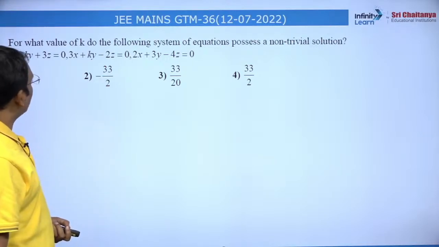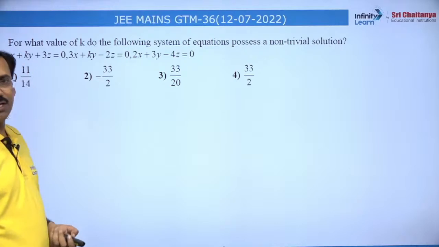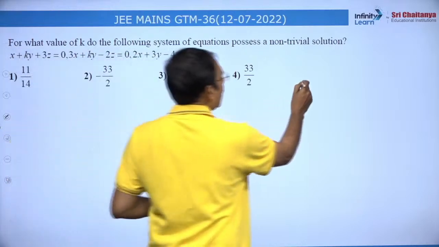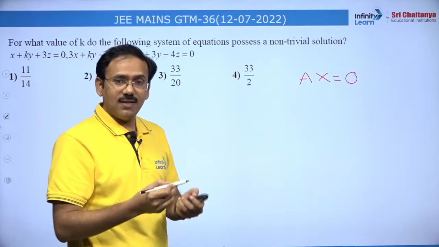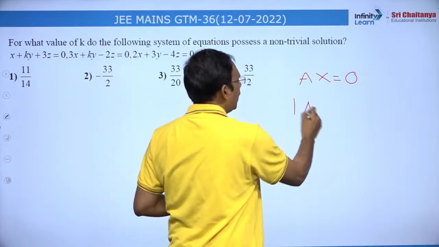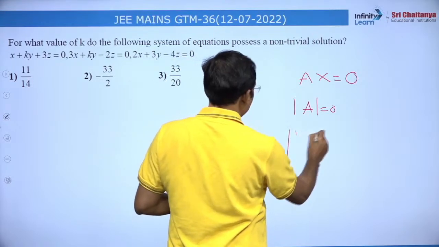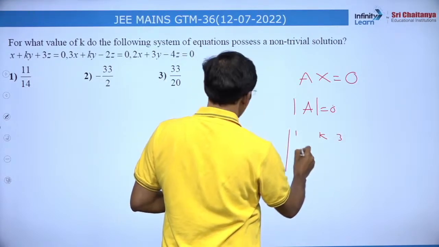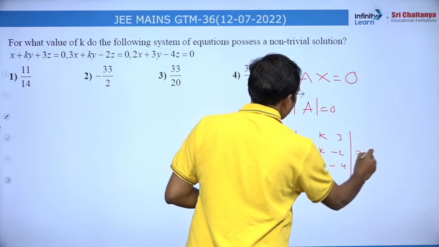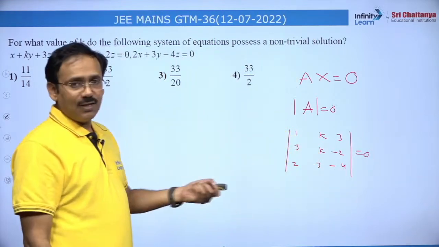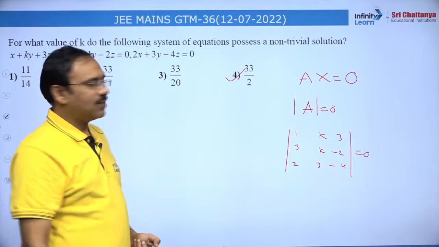For what value of k does the following system of equations possess a non-trivial solution? A homogeneous system Ax = 0 possesses a non-trivial solution, that means other than 0, 0, 0, only when det A = 0. Det A you just find, dear friends, that is 1, k, 3; 3, k, minus 2; 2, 3, minus 4. You just apply this det = 0, so that you will get the value of k. This is a simple linear equation you are going to get. It is going to be 33 by 2.